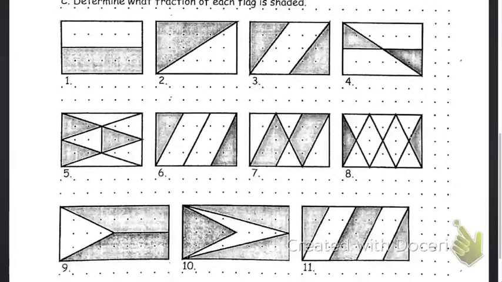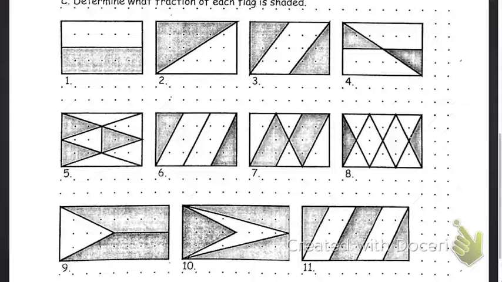For the next part, it says to determine what fraction of each flag is shaded. I'm going to start out with number 3. So number 3 looks like it would be 2 out of 3 because you can count that there's 1, 2, 3 pieces total and 2 of them are shaded. But what we see here is they're not all the same size. In fractions, when you say 2 out of 3, it means 3 pieces that are all the same size, and 2 of them would be shaded. These 3 pieces are not all the same size, so it doesn't work like that.